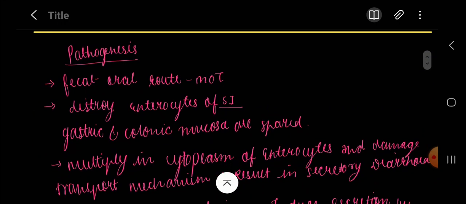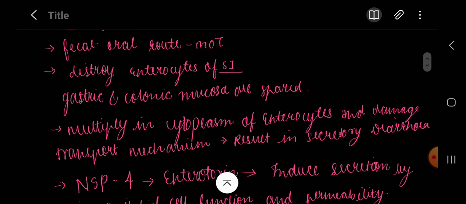Now we will see its pathogenesis. It is transmitted via the fecal-oral route. So the mode of transmission is the fecal-oral route. It goes to the small intestine, then it destroys the enterocytes of the small intestine, and the gastric and the colonic mucosa are spared. So it does not affect the gastric and the colonic mucosa.